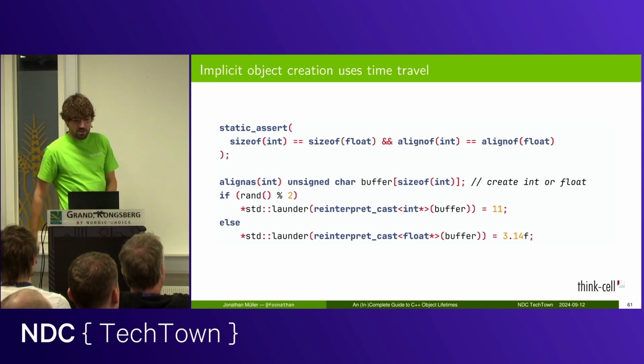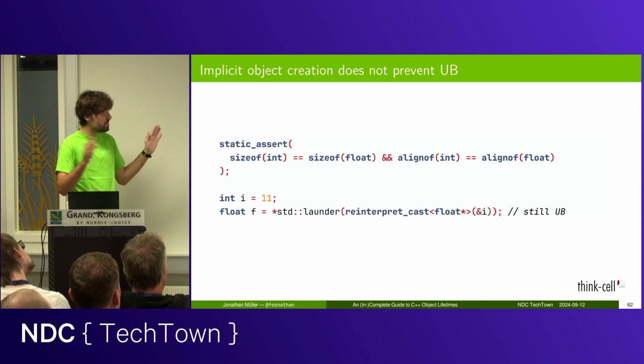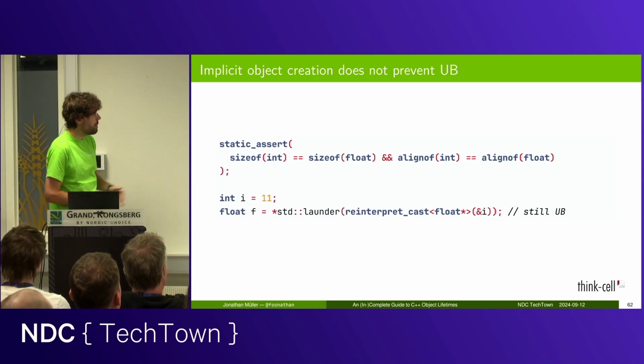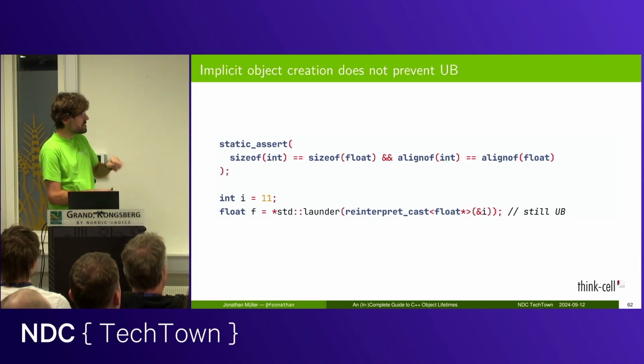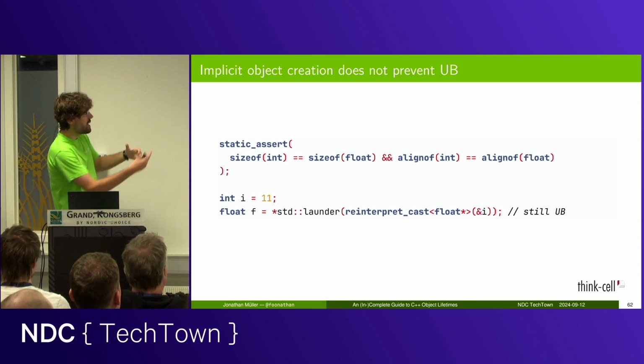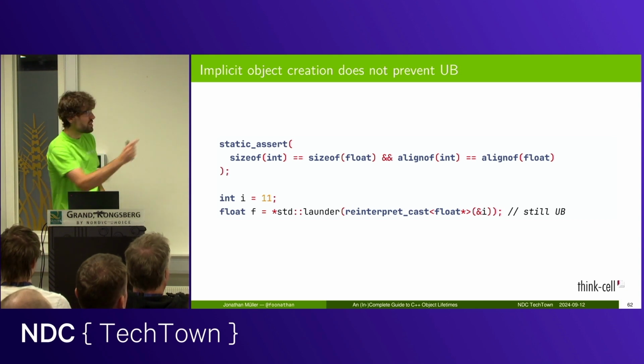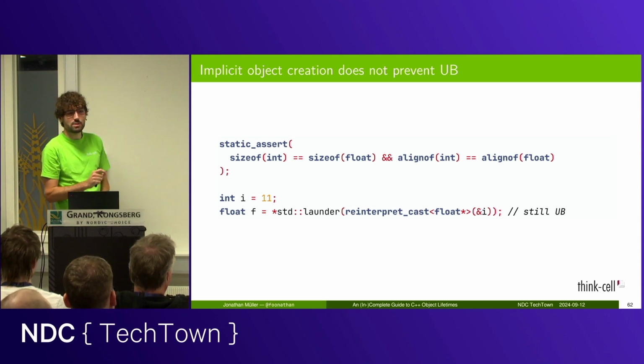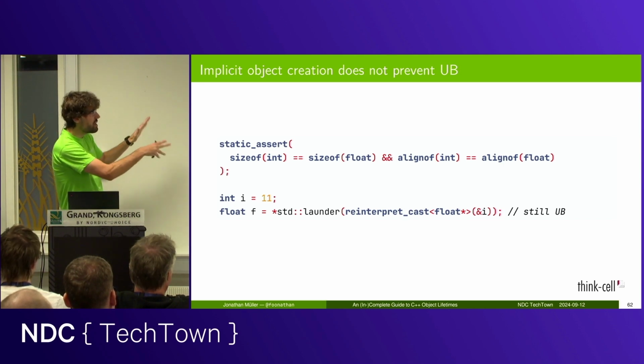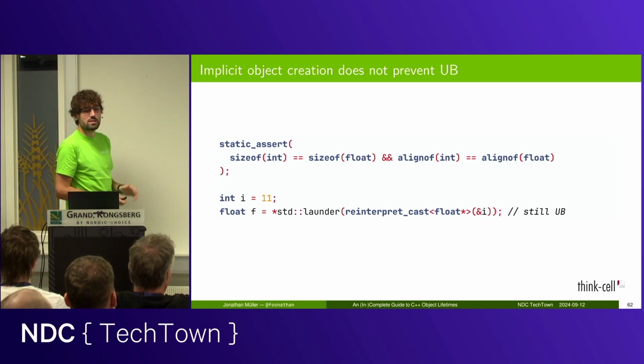And again, just like launder, implicit object creation is not a UB prevention card. Like, this is an int, we reinterpret cast it as a float, we launder it for good measure, because why not? This is still undefined behavior, because only the specified operations implicitly create an object, and here we don't do any of those, right? It's not the reinterpret cast that implicitly creates the objects. It's memory allocation, like buffer creation. So here, nothing will implicitly create a float object. This is just undefined behavior.